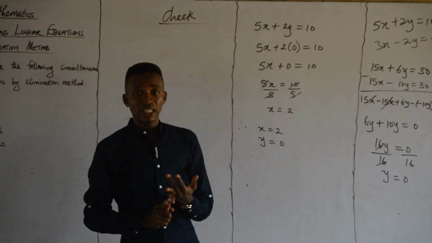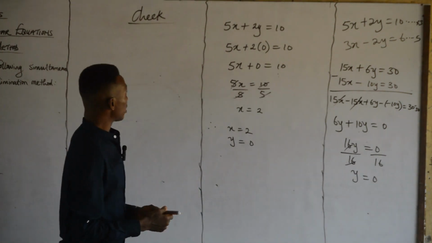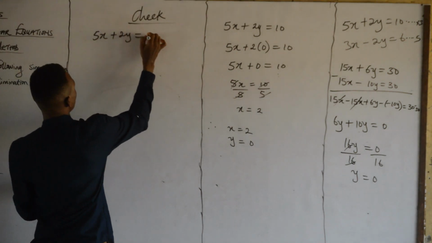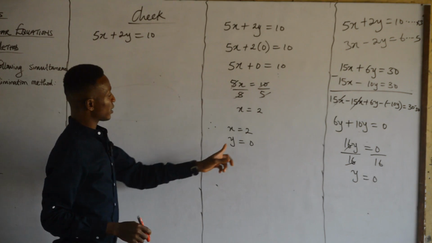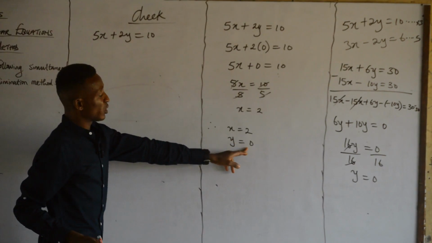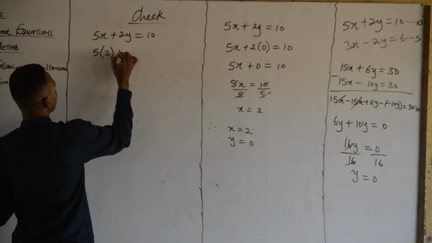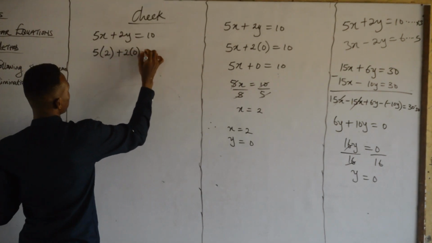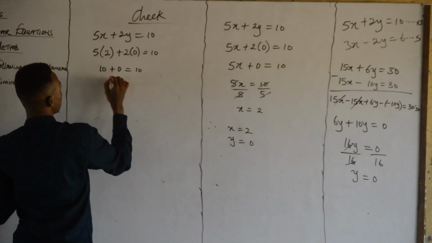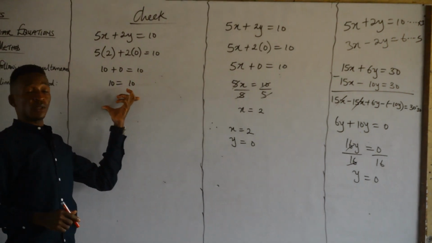I will use equation 1 to check. I will also use equation 2 to check as well. So you see that your solution is going to be the same thing. So here now we have 5x plus 2y equals to 10. And the answer we got for x is 2. Anywhere we see x here, we put 2. Anywhere we see y, we put 0. So this now becomes 5 into bracket 2 plus 2 into bracket 0 equals to 10. 5 times 2 is 10 plus 0 equals to 10. 10 equals to 10. Since your LHS is equal to RHS, your solution is correct.